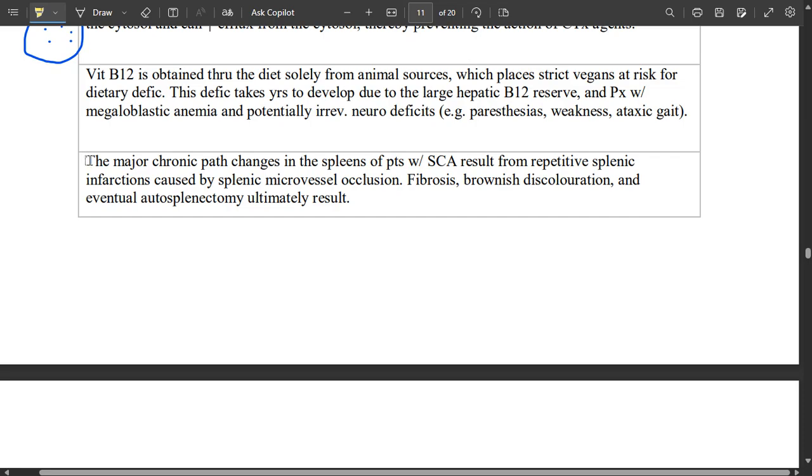The next point is the major chronic pathological changes in the spleen of patients with SCA. The major chronic pathological change results from repetitive splenic infarction caused by splenic microvessel occlusion. There is repetitive occlusion of splenic vessels by the sickling of cells in patients with sickle cell anemia, and therefore fibrosis, brownish discoloration, and even autosplenectomy are the ultimate result.